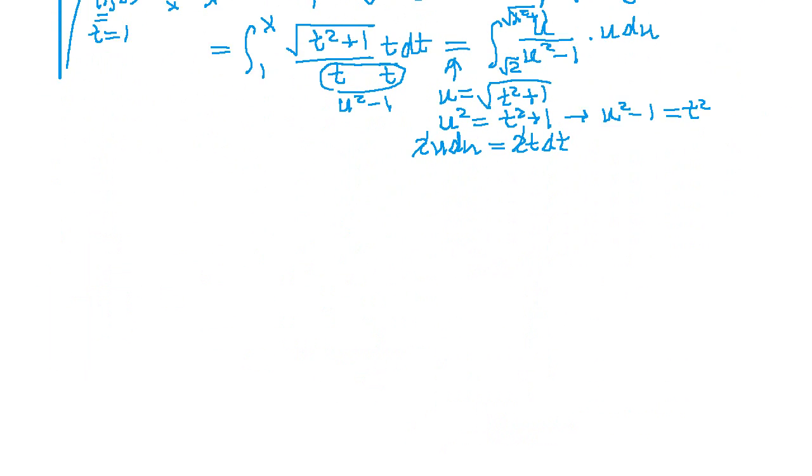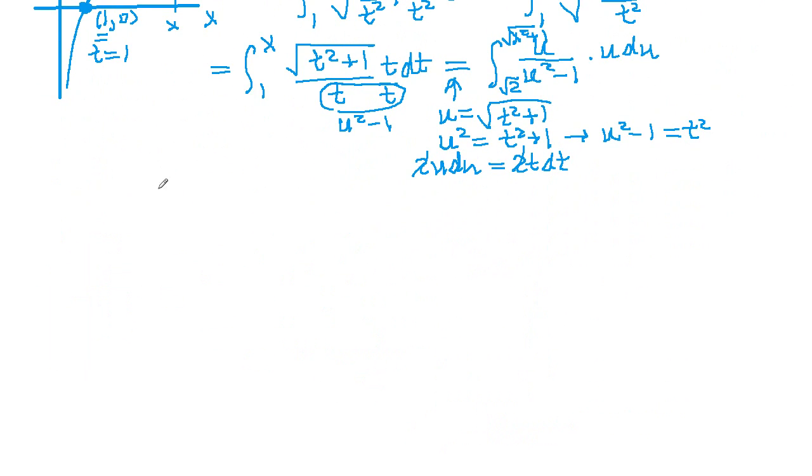So let's go ahead and rewrite here. So this is going to equal the integral from root 2 up to square root x squared plus 1. In the numerator, we've got u times u squared, and then denominator, u squared minus 1, and then du. So we got rid of the square roots, so that's nice. And now this is polynomial divided by polynomial, so that's looking like partial fractions.